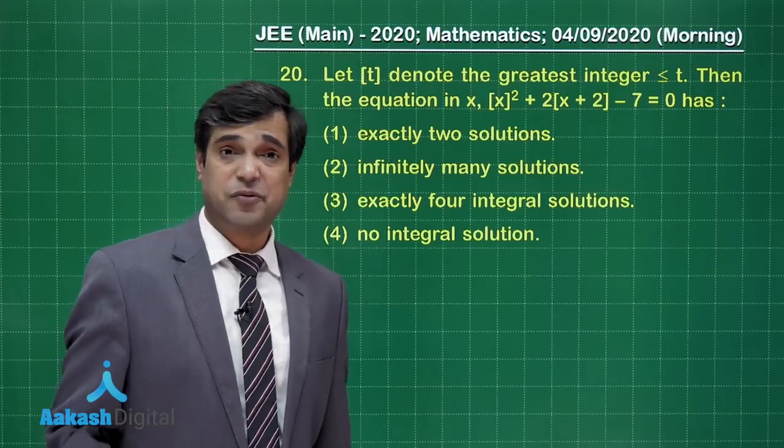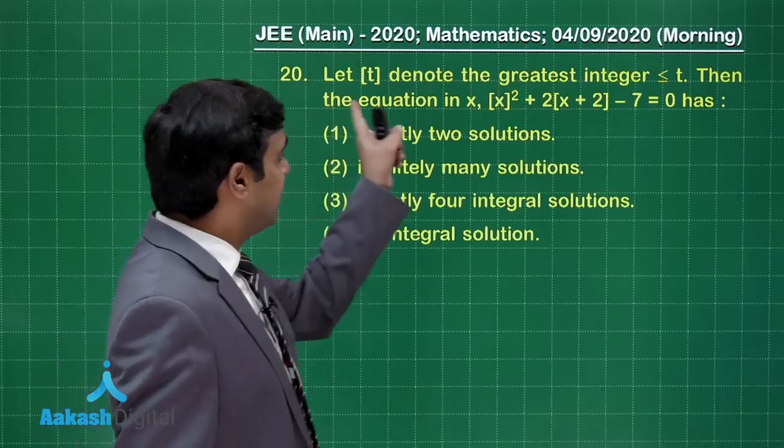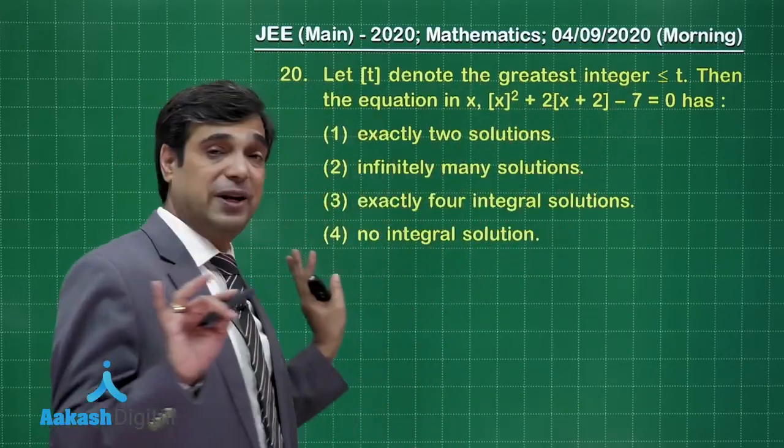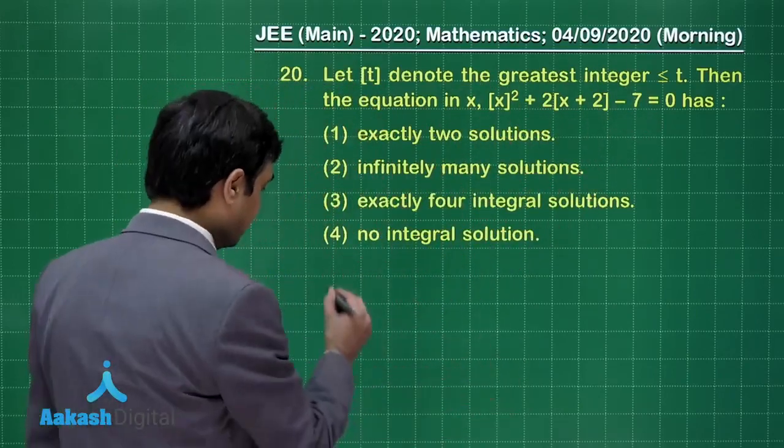So let's take up another question. This is question number 20. This is based on greatest integer. The question says, this equation has how many solutions, basically. So let's start this one.